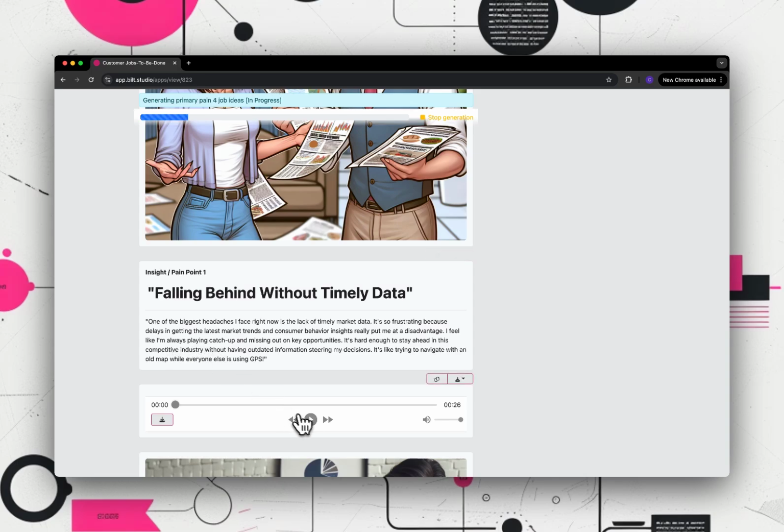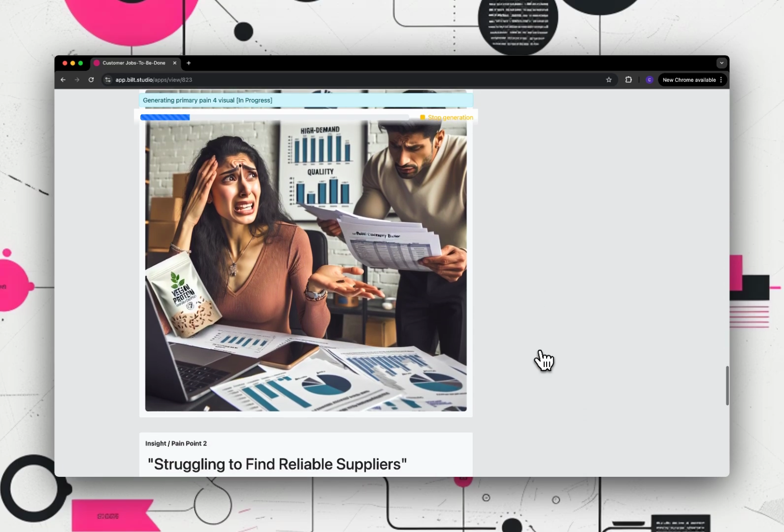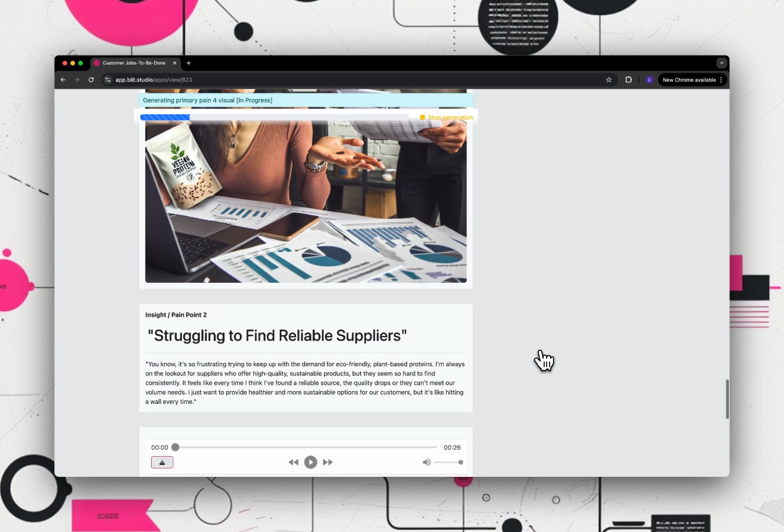And then as usual, when there's any summary, you're going to see the play button. So this will happen 6 times. It's going to present me with 6 different problems. This one being that they don't have timely data to make decisions. This next problem here is where they're struggling to find reliable suppliers.